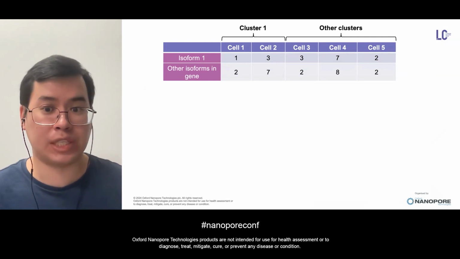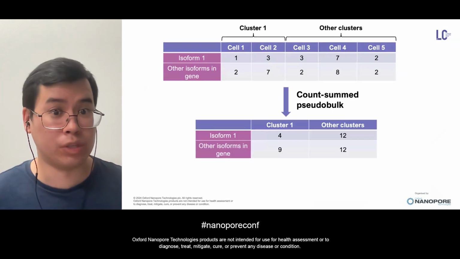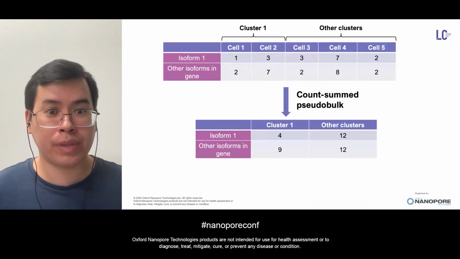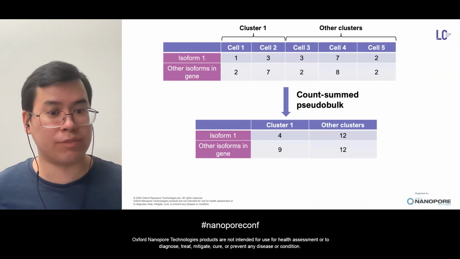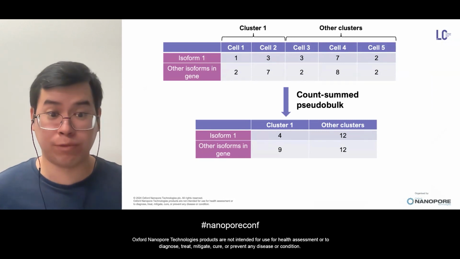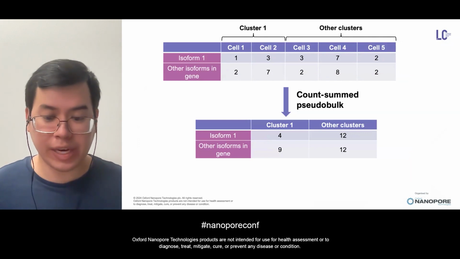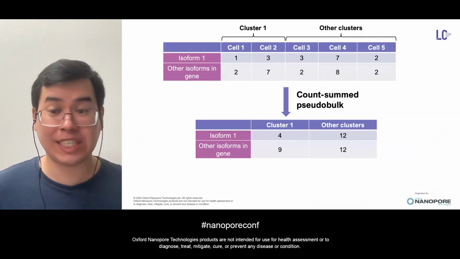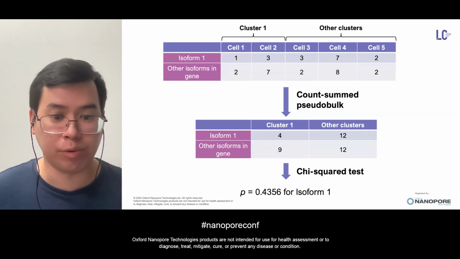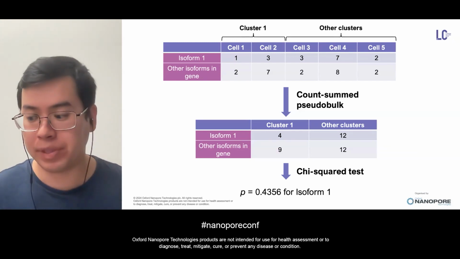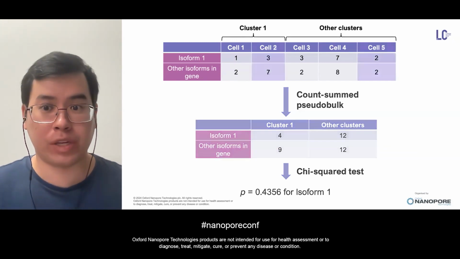The first thing that Isopod does here is it counts some pseudo-bulk for each cluster. And so we're just adding up the counts within cluster 1 and the other clusters for the isoform that we care about and all the other isoforms in the gene. And what you get is this really nice 2x2 contingency table that you can then pass to a chi-squared and get some p-value for.